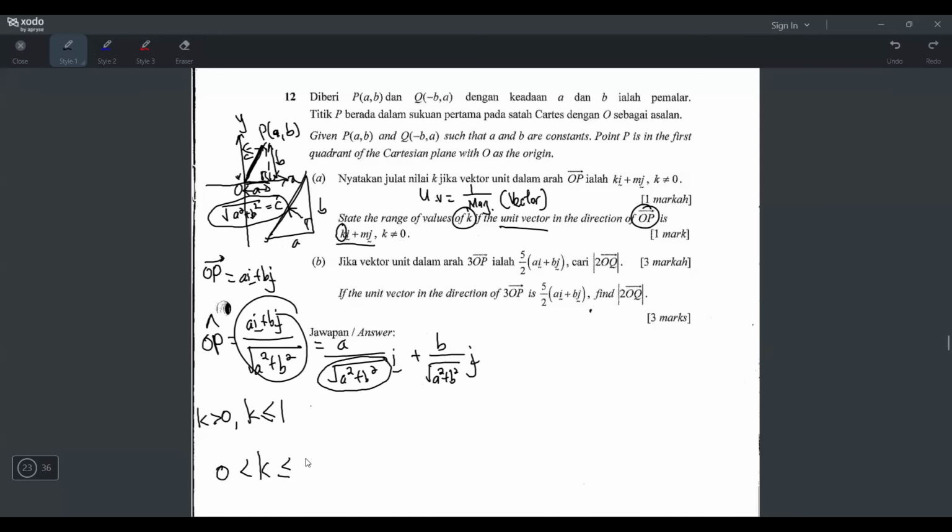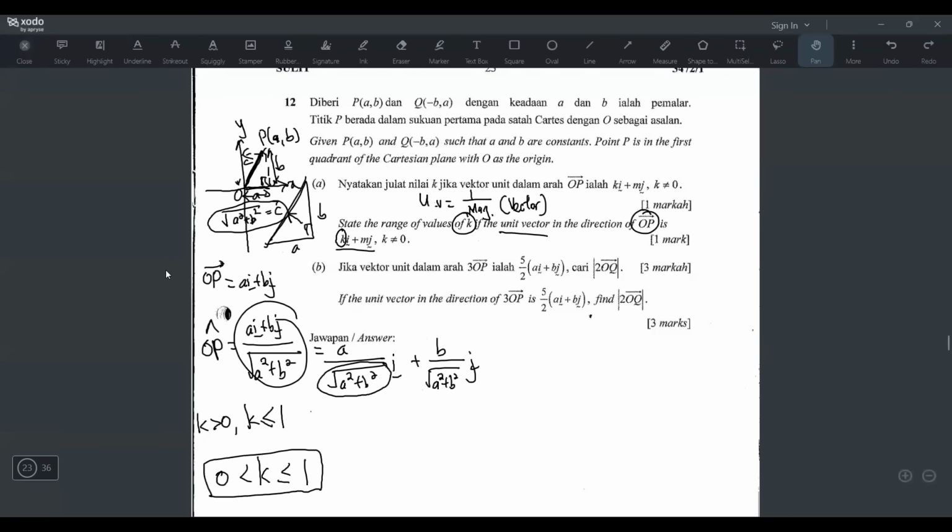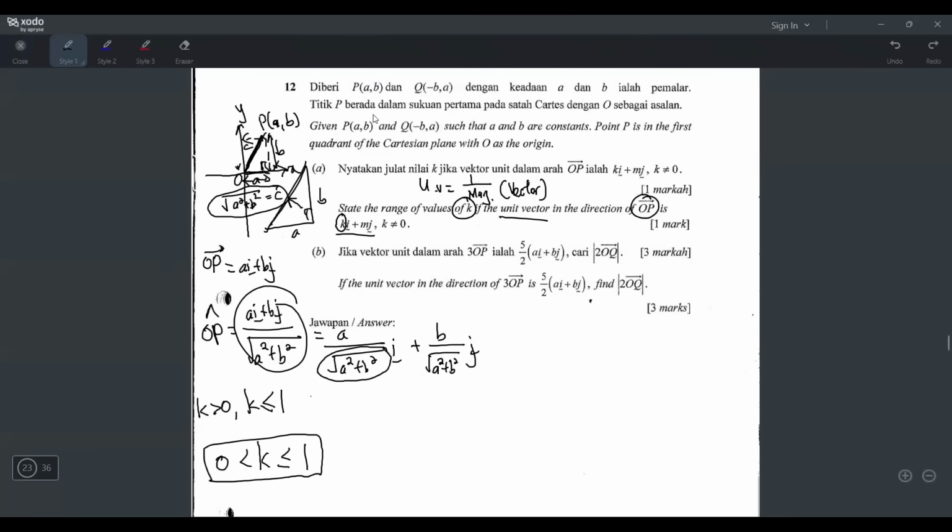And then the 0 right here, the 1 right here. So this is the meaning. K is in between 0 and 1. Okay, sudah siap. Now we can do B. B says if the unit vector in the direction of 3OP is this, find magnitude of 2OQ. Okay, I think I have to find unit vector of 3OP sekarang.